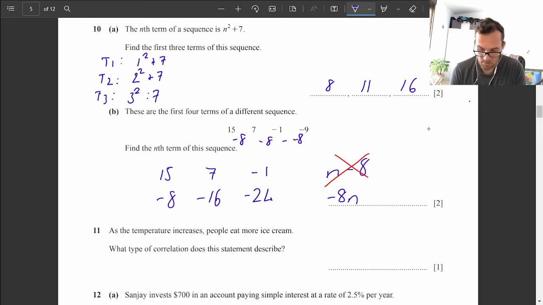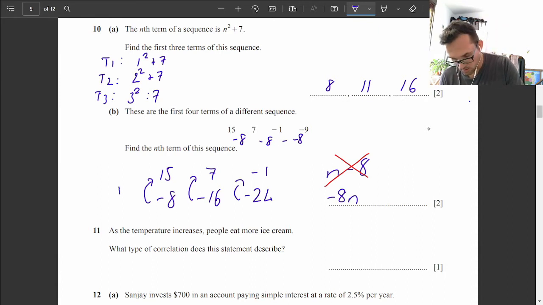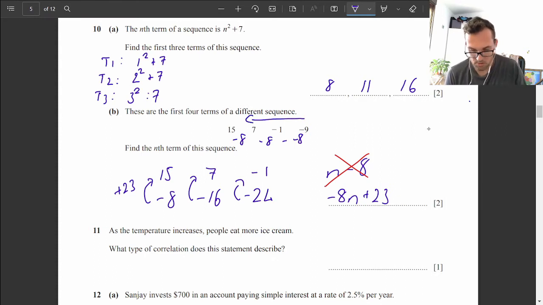So how do we get from minus 8 to 15, or from minus 16 to 7, or from minus 24 to minus 1? We have to add 23 each time. And that's what we put at the back, add 23. Another way to do this is continue the sequence the opposite way. Get the 0th term, that will be 23, because 23 minus 8 is 15, and that also helps you to get that last term.